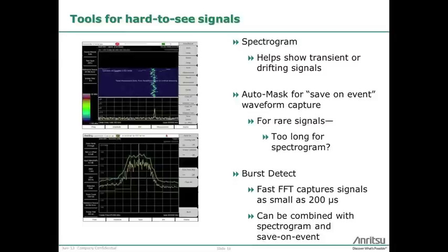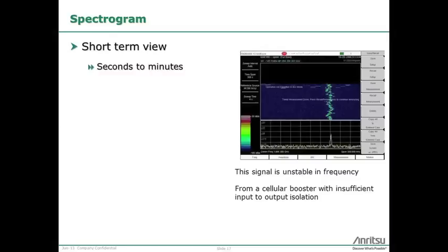And then a third tool is something called Burst Detect, which is kind of like MaxHold, but it works really fast. Runs about 10 kilohertz, so we can capture signals as small as 200 microseconds. And then draws the trace and then resets. So this is helpful in that you can see the dynamics of a signal over time, for example, as you're moving an antenna, but you also can capture very small bursts. So this is a really good tool. And then on top of that, you can combine that with a spectrogram or Save on Event.